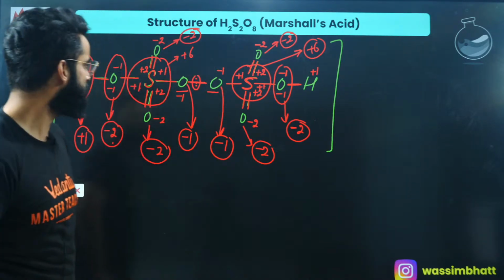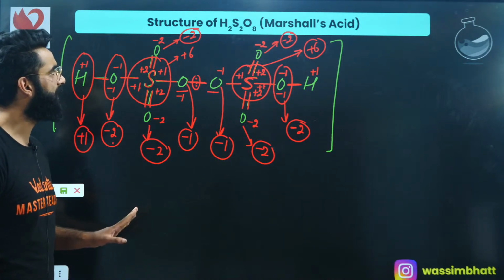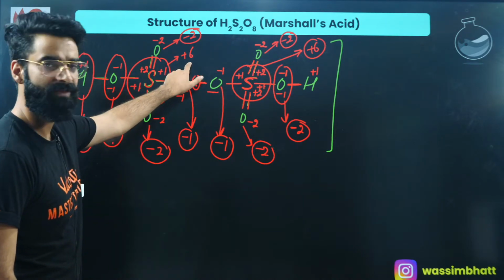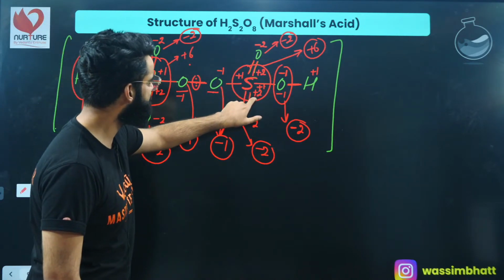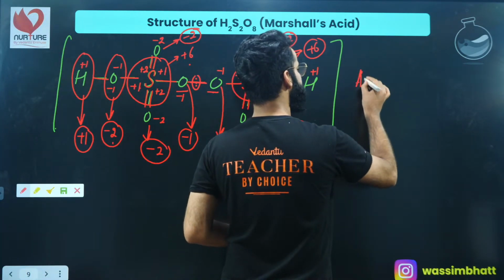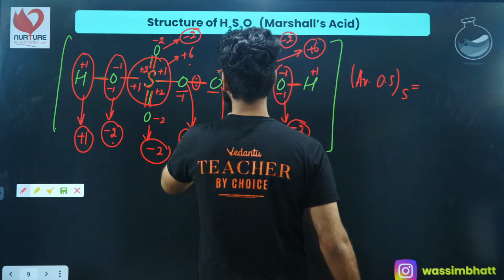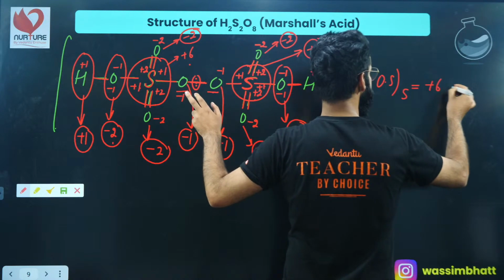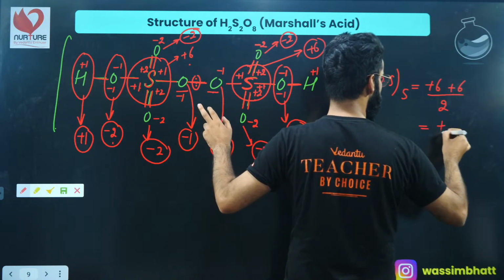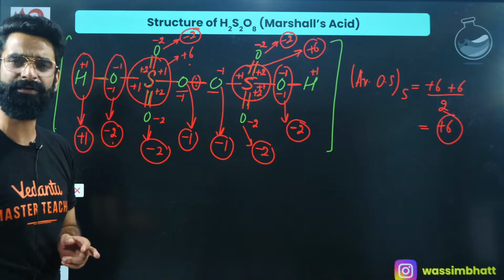Now people, if I ask you, what is going to be the oxidation state of sulfur in case of H2S2O8? Oxidation state of sulfur is going to be +6, right? Similarly, oxidation state of this sulfur is going to be +6. If I ask you, what is going to be the average oxidation state of sulfur? Average oxidation state of sulfur is going to be total charge present on the sulfur atoms, which is +6 divided by number of sulfur atoms, that is 2, right? So the value finally comes out to be +6. So +6 is basically the average oxidation state of sulfur, right?